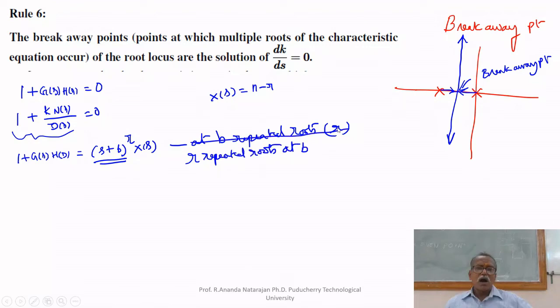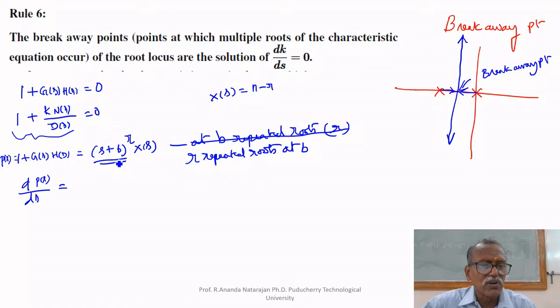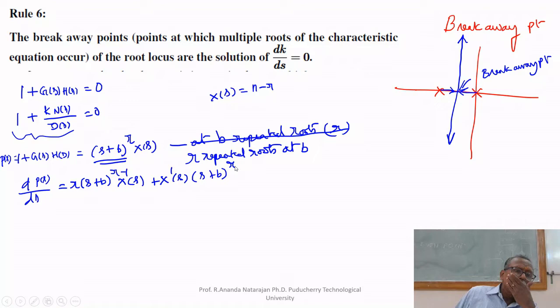This characteristic polynomial has r repeated roots. Suppose I differentiate this with respect to s. Let us call the characteristic polynomial P of s. dP of s upon ds equal to, if you differentiate this, r multiplied by (s plus b) to the power r minus 1 multiplied by X of s, plus (s plus b) to the power r times X dash of s. Is it 0 for s equal to minus b?